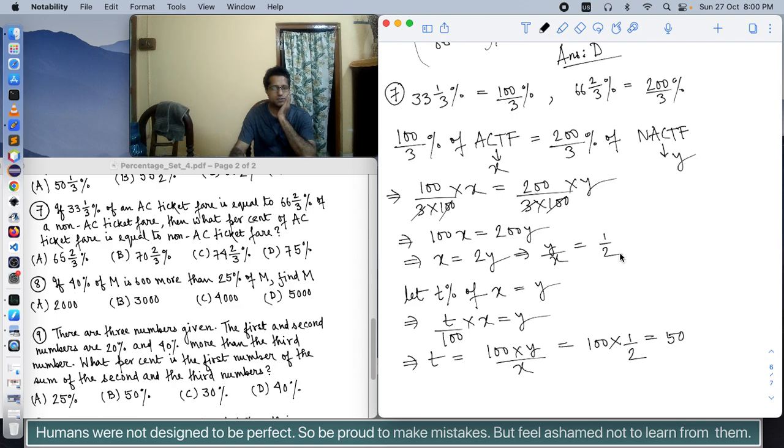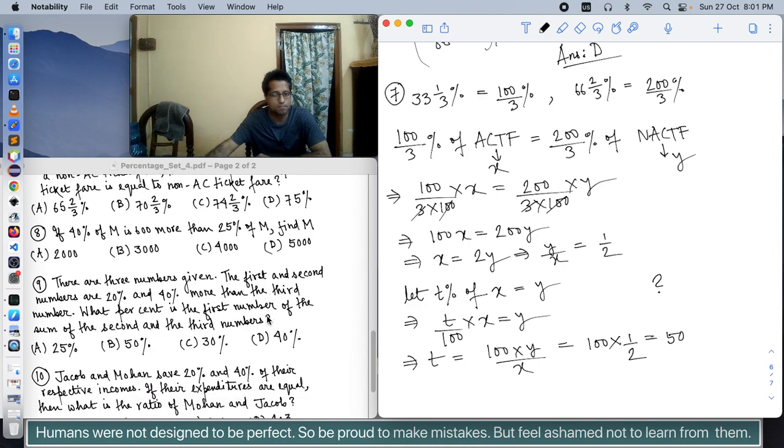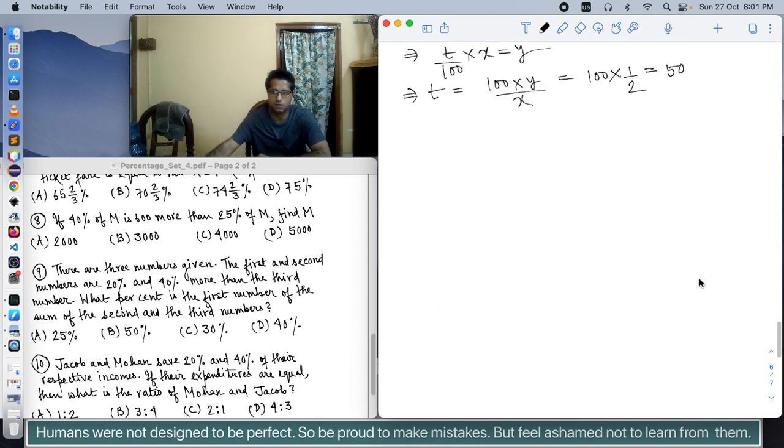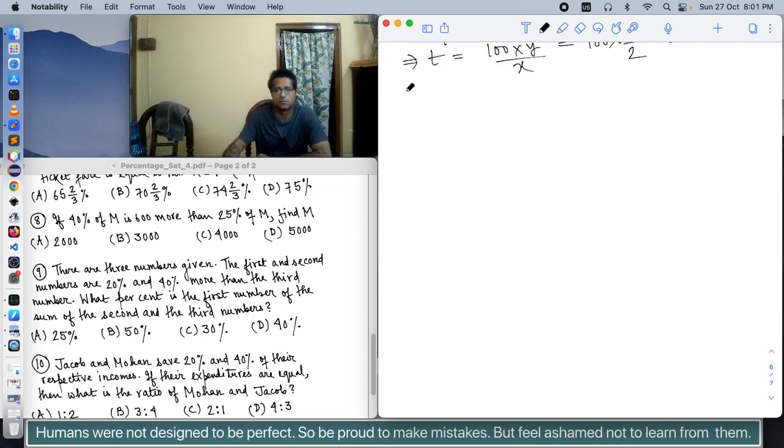Then what percent of AC ticket fare is equal to non-AC ticket fare? I don't know. The solution did not match with the given choices. Anyway, let's move on to the next question, question number 8. I will come back to this question later on.